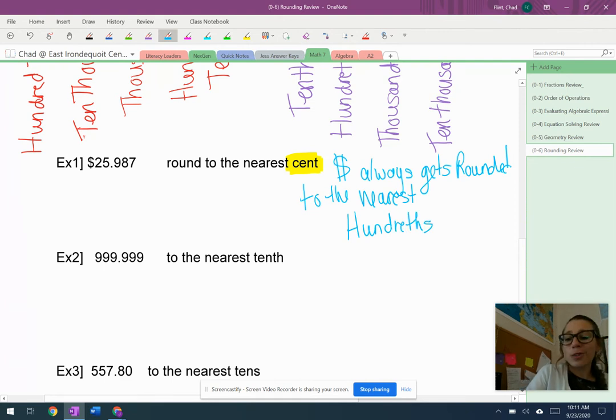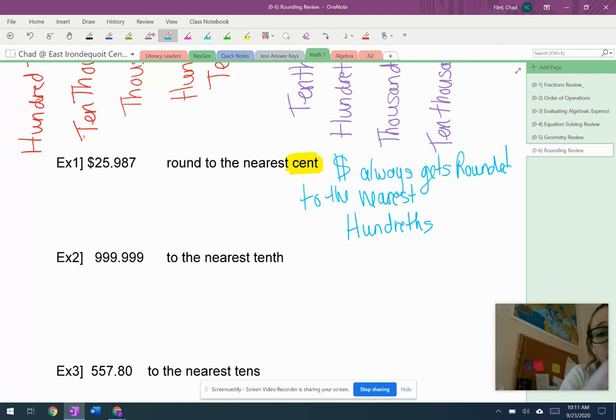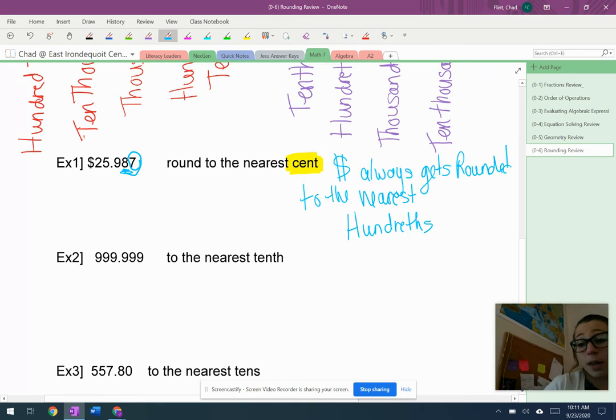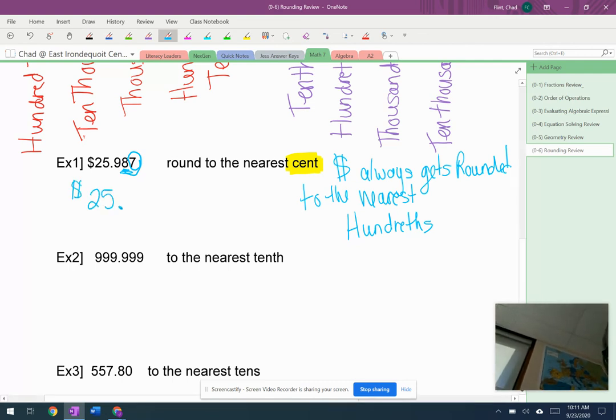And that's because when we're talking money, you can only go up to 99 cents, right? We don't talk in money in terms of, I have 100 cents for you. No, that's $1. So rounding to the nearest cent, that would be the nearest hundredths, like we just talked about. So the 8 is in the hundredths place. That tells me to look at the 7. The 7 tells me to bump it up. So that would round to $25.99.